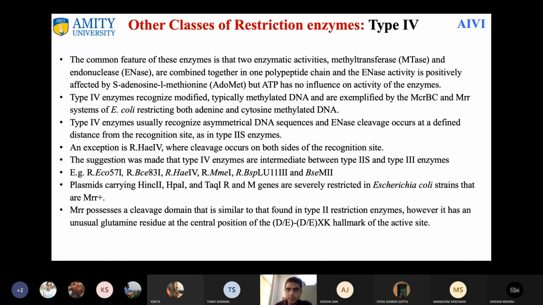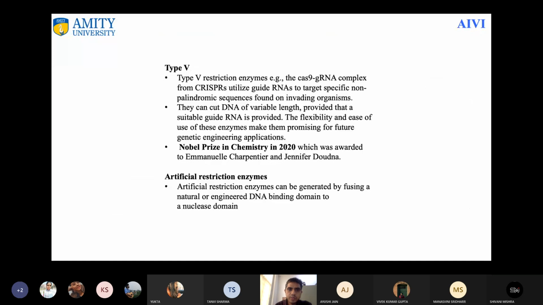Then we talk about type 4. Type 4 is another type, and it is one which can digest your modified DNA sequences, like methylation. Methylated sequences are protected from the restriction enzymes that we were talking about. But in this case, even if they are methylated, type 4 can produce a cut in those sequences also.